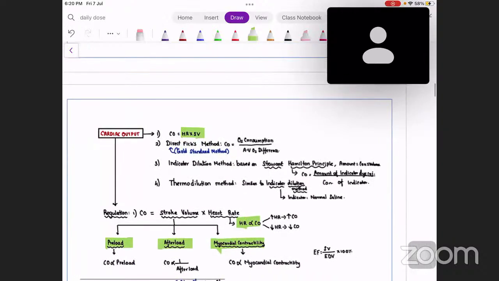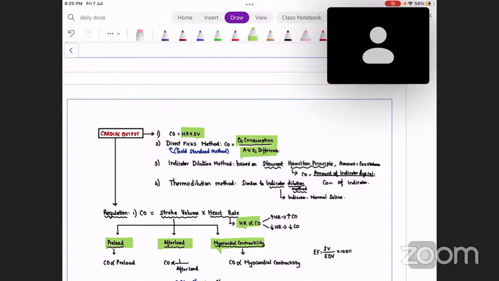Apart from that, you have a direct Fick method, which is the gold standard method. We use O2 consumption with the arteries and veins. The AV-O2 difference will come in the denominator, and O2 consumption will come into the numerator. Okay, so by this we can calculate the cardiac output.